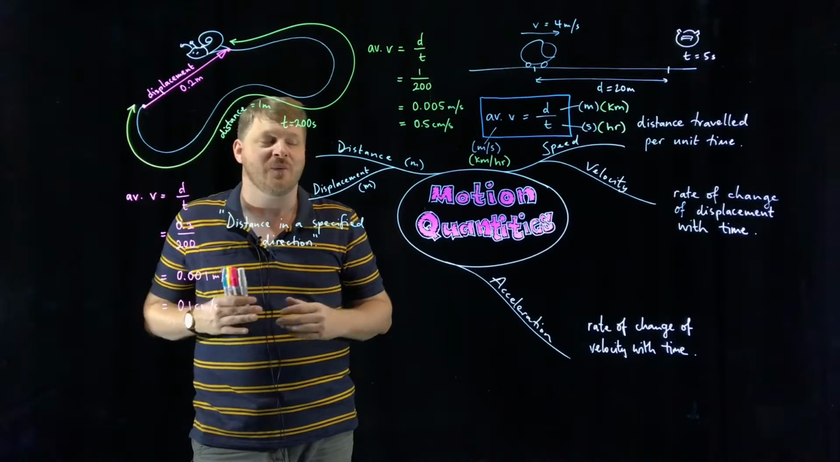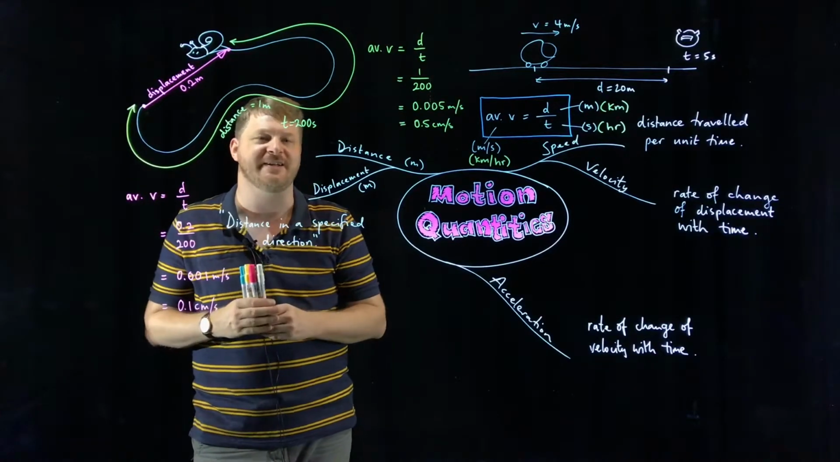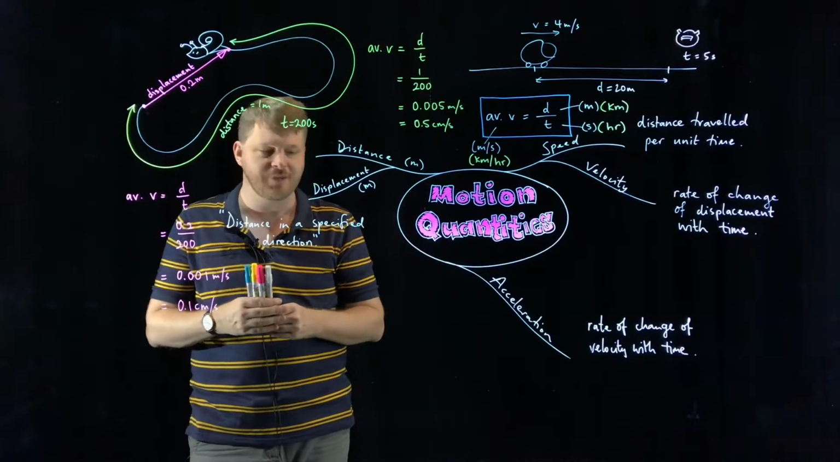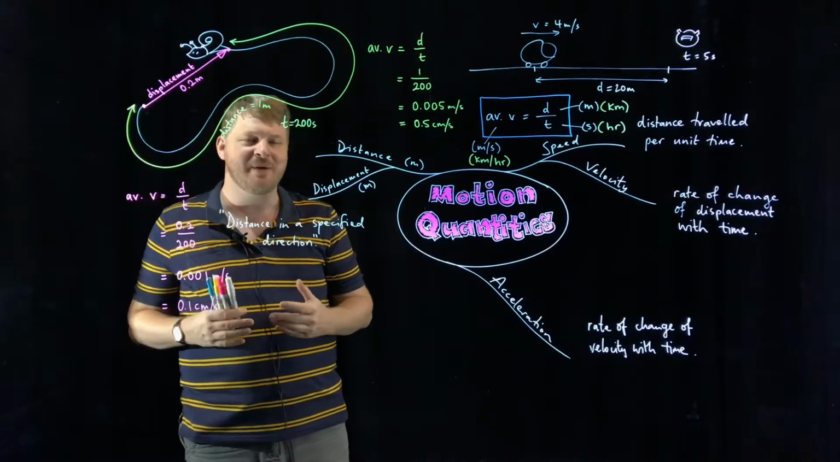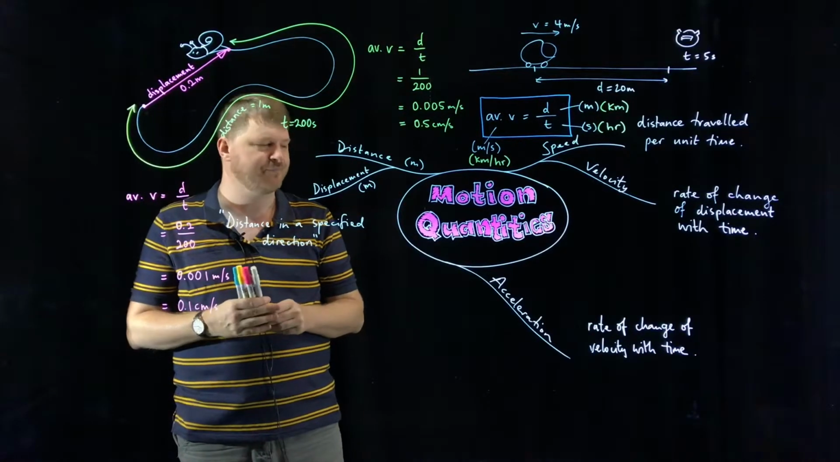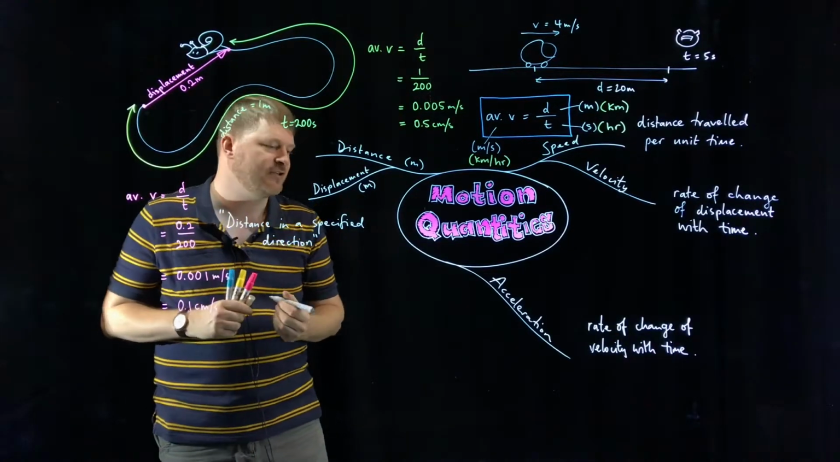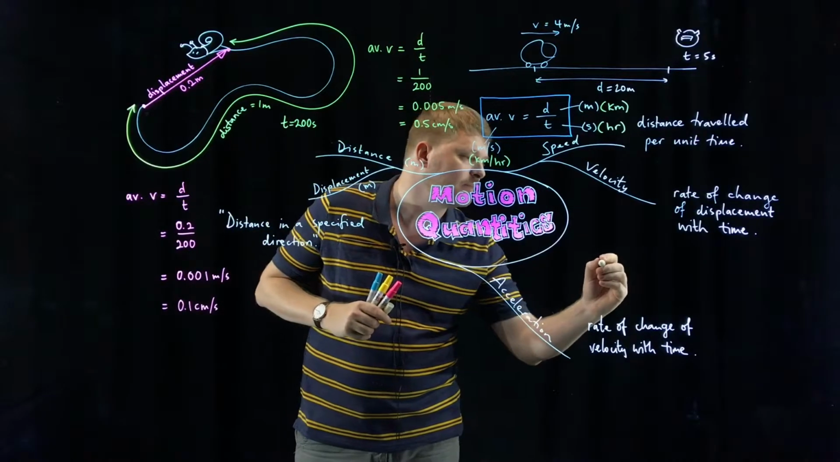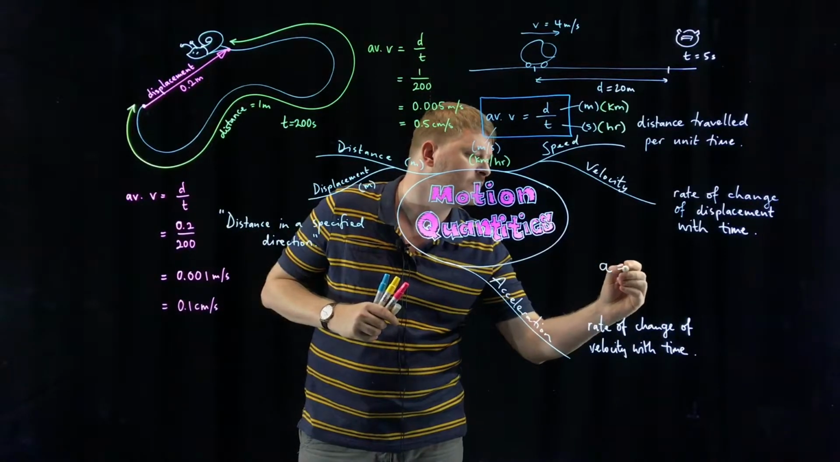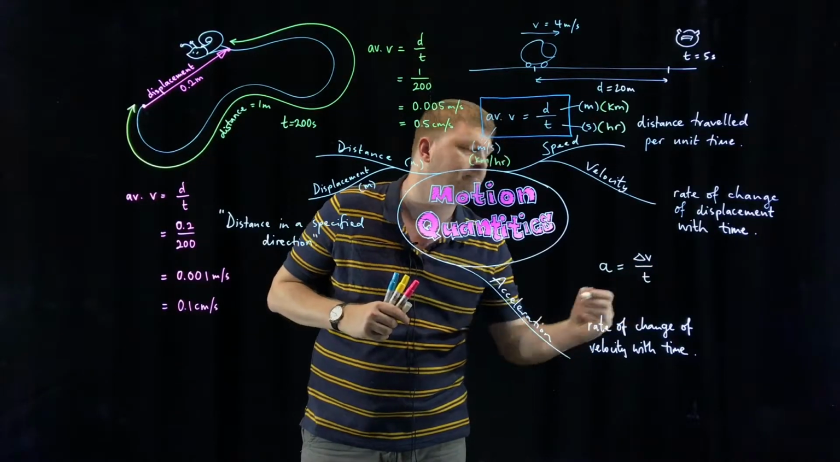Now, when it comes to calculating acceleration, we don't actually worry at first about changes in direction. So let's have a look at how we might calculate the acceleration of an object which is changing speed. So first of all, I'll give you the formula for acceleration. I'll write it over here. Acceleration equals change in velocity divided by time.